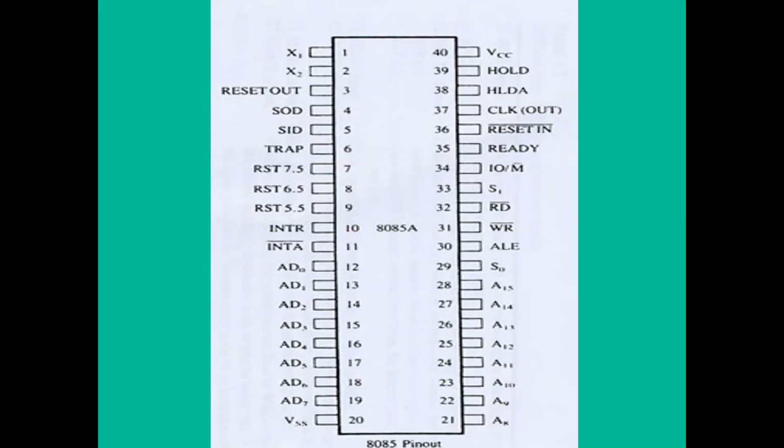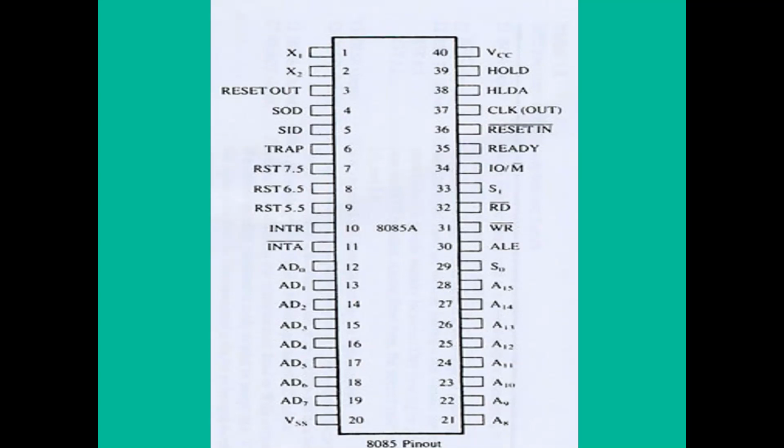And if you have 16 address lines, what will be the total memory space? 2 to the power 16, which is equivalent to 64 kilobytes. And why is 2 to the power 16 equal to 64 kilobytes? We know that 2 to the power 10 is equivalent to 1 kilobyte. So 2 to the power 16 means 64 kilobytes are available. Okay, so in this way, you can calculate the total memory space for any microprocessor.